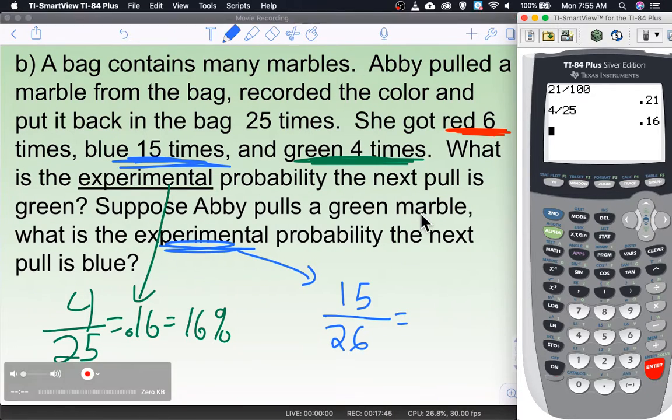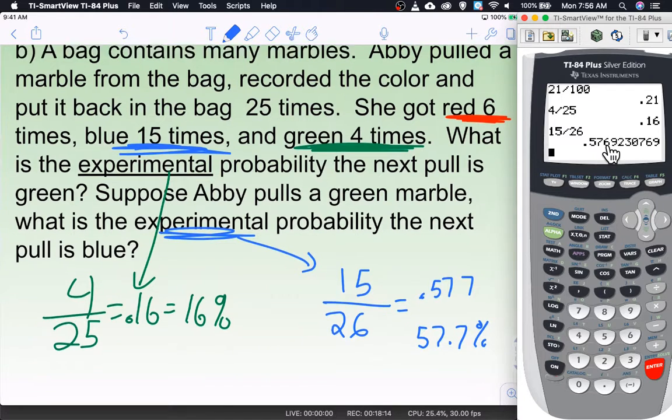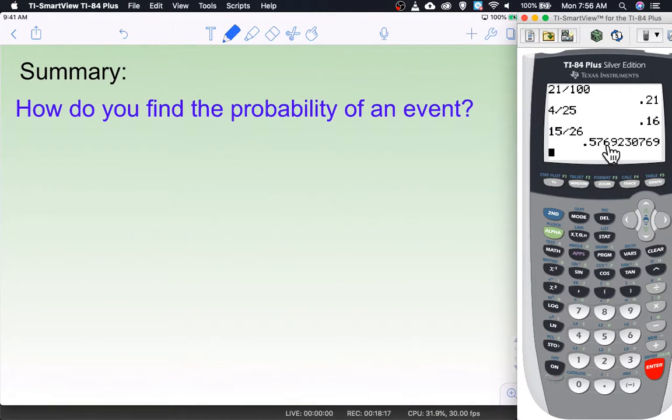And that would give us 0.577. I'm rounding to the nearest thousandths. And then that would be 57.7%. All right, so it's just the thing you want over the total, in this case, experiments. And that's it.